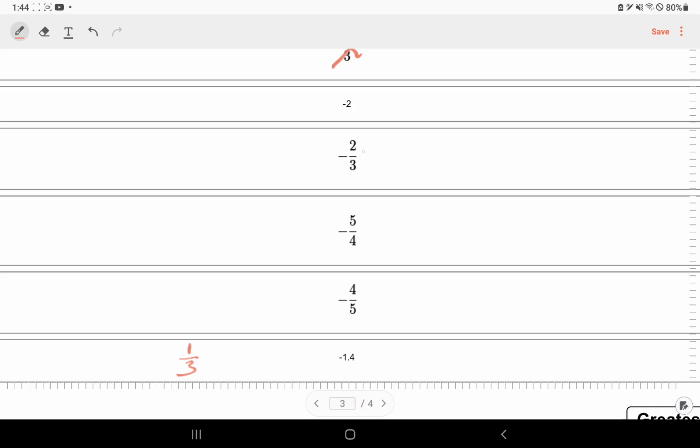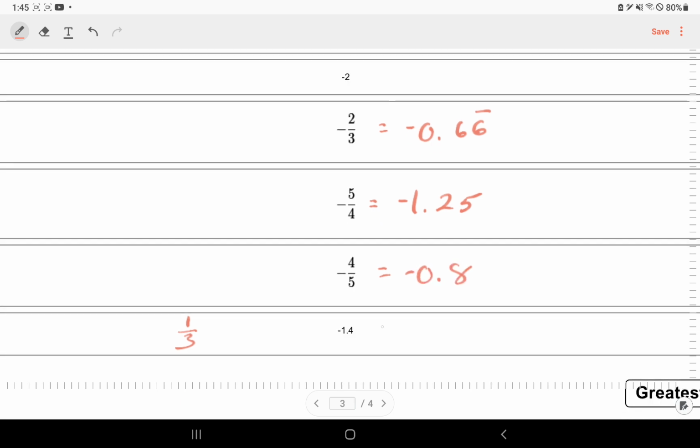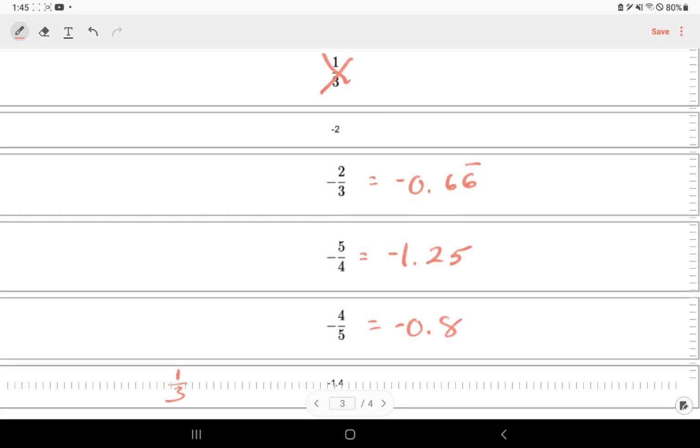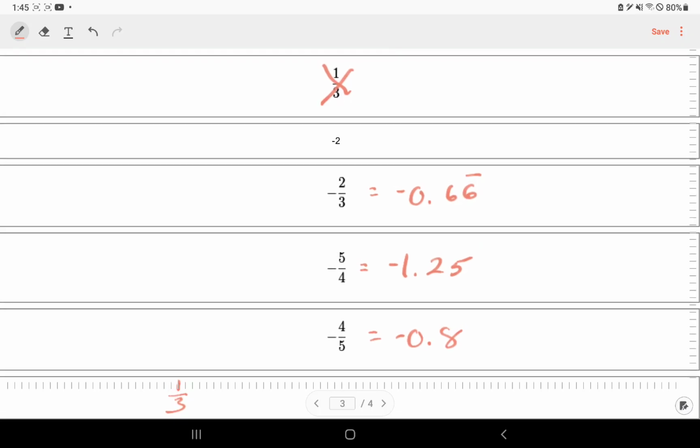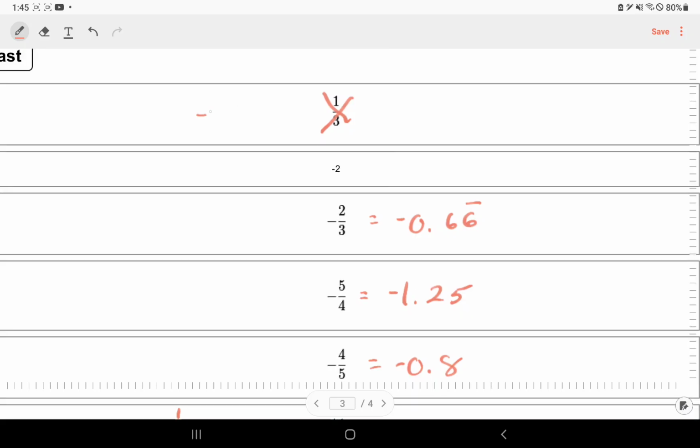-2, -2/3, -5/4 is -1.25. This is -0.66 repeating. This is -0.8, and that's -1.4. So we've got -2. So -2 is the smallest number.